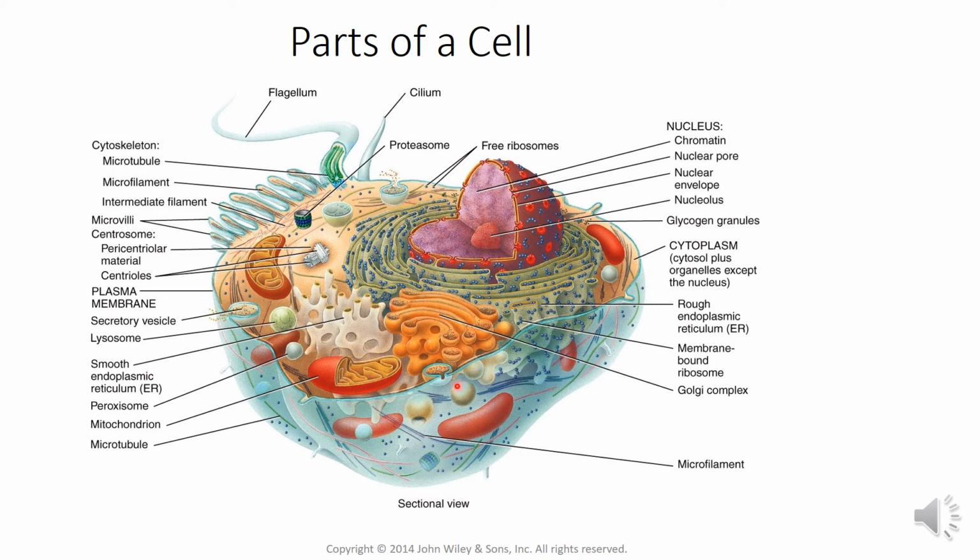For example, we have cytoskeleton, we have smooth endoplasmic reticulum, we have Golgi complex, then we have rough endoplasmic reticulum. All these are the parts of cytoplasm, which are also termed organelles. Okay, now the third one is the nucleus.